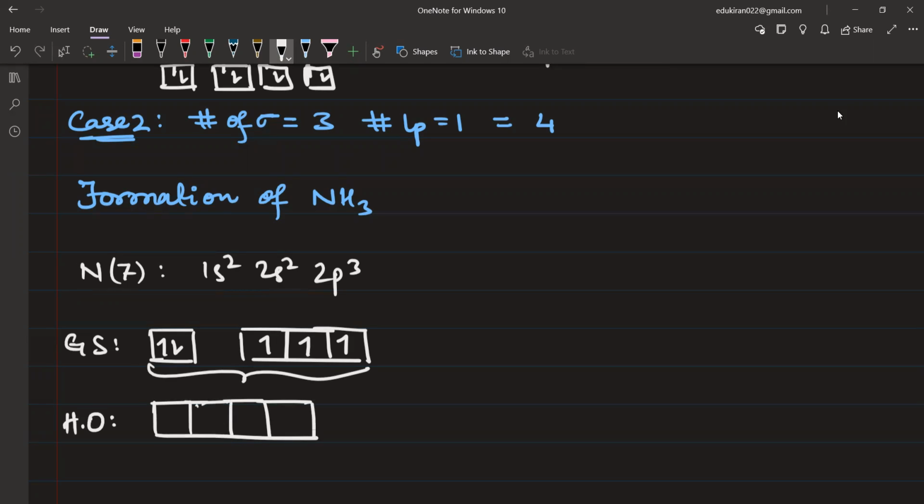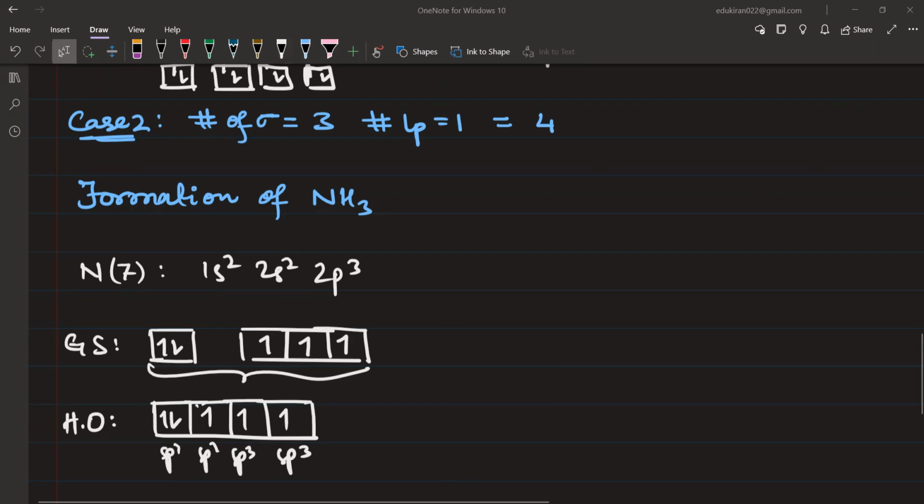All of these will mix together for the formation of hybrid orbitals. Now in the hybrid orbitals, one of them will have two electrons and all the rest of them will have one electron each. Okay. And all of these are sp3. This is also sp3, this is also sp3, this is also sp3. Now if you look at the structure of the NH3 molecule, it is going to have a structure like this.